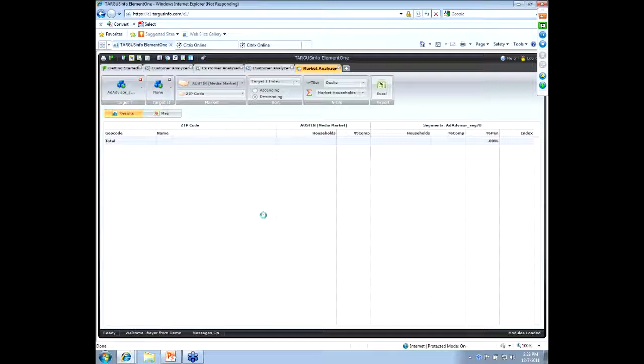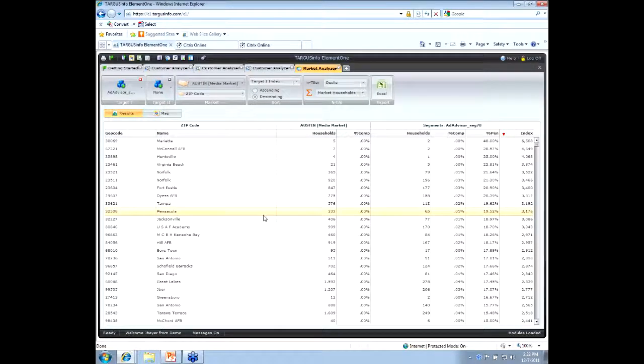And in this case, I'm looking at zip codes. And then the number of households that fall within that zip code and that segment, the composition of that, and the penetration. So it's preset to look at the decile. So you wanted to look at a top decile of that segment in terms of their index.